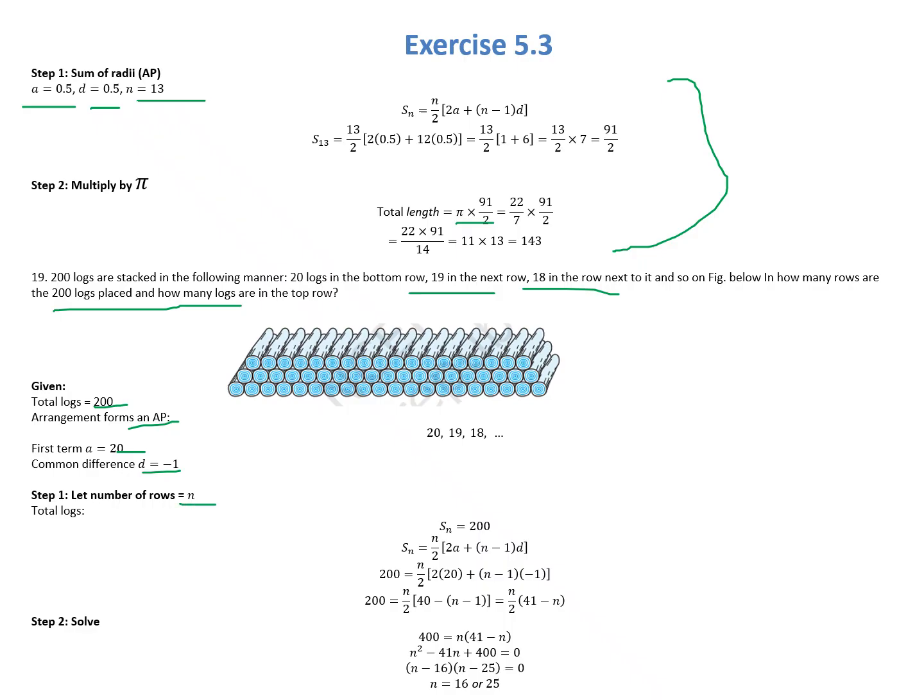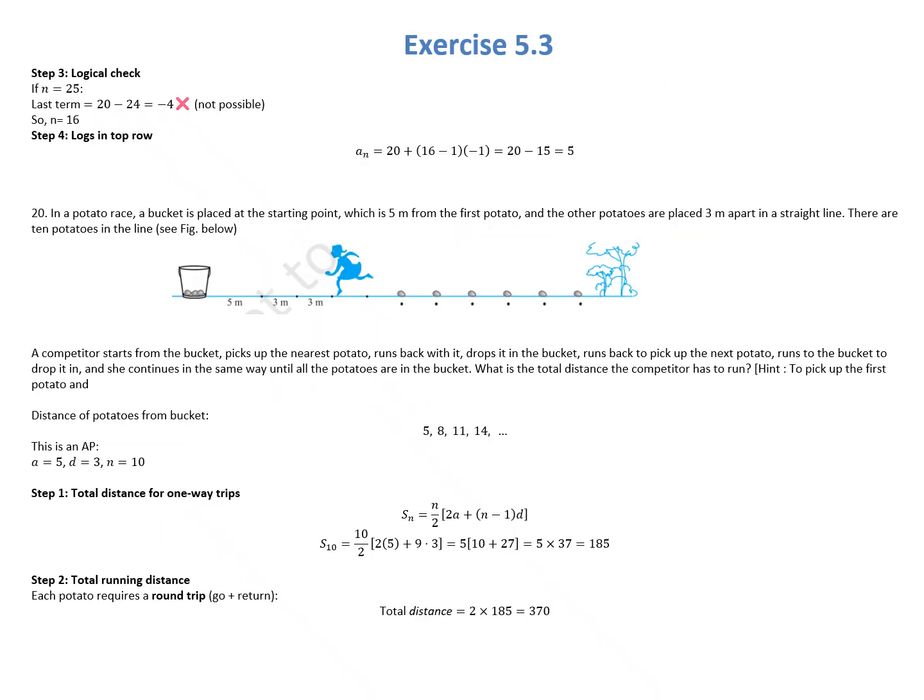Let the number of rows be n. So we'll solve it: Sn is equal to 200, and we have to find the value of n. Solving it, we get the total number of rows as 16 or 25. Next slide. We'll put those values in to understand whether both 25 and 16 are possible. When you put the value of 25 in the series, the term is minus 4, which is not possible, and hence the answer is 16. So for 16, we have to find the value of an, which is equal to 5 here.